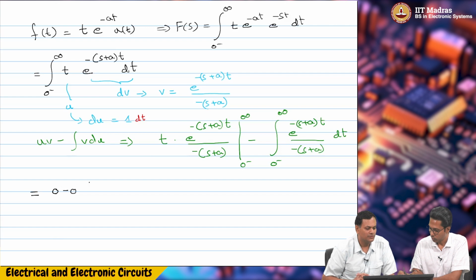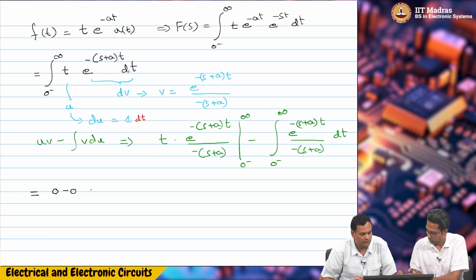So t equals 0, so this will be, yeah, that is gone. So this plus, so correct, that 1 will become 1. Plus, yeah, 1 by s plus a. 1 by s plus a.